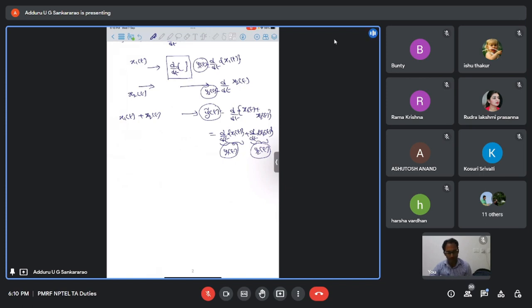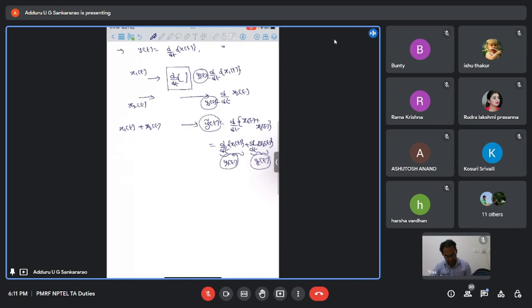Similarly for homogeneity, let us say if I am giving alpha x of t as input, what is the output? d by dt of alpha x of t. So this I can write like d by dt, alpha constant I can take common, alpha into d by dt of x of t. So this is nothing but alpha into y of t. So it is following homogeneity also. So it is linear.